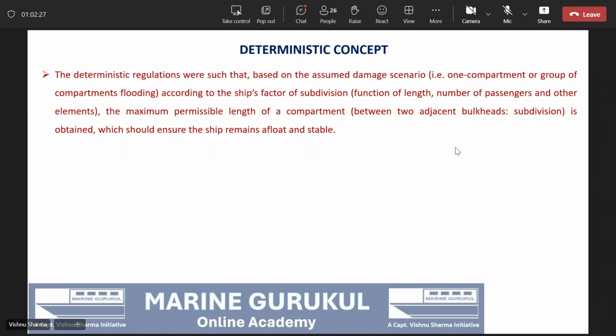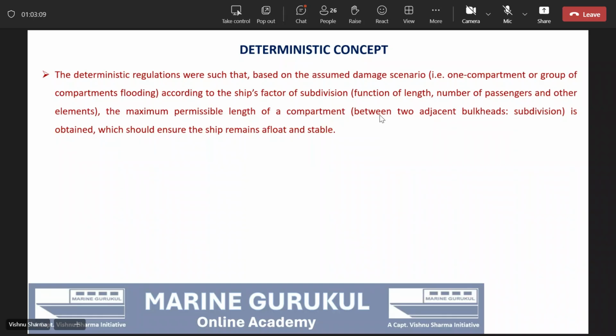If it was a two compartment ship, the ship should be able to survive damage to two adjacent compartments. If it was a three compartment ship, the ship should be able to survive damage to three adjacent compartments, right? So the deterministic regulations were such that, based on the assumed damage scenario, according to the ship's factor of subdivision, the maximum permissible length of the compartment was calculated, and that was what was ensured. So under the deterministic method, what did they do?